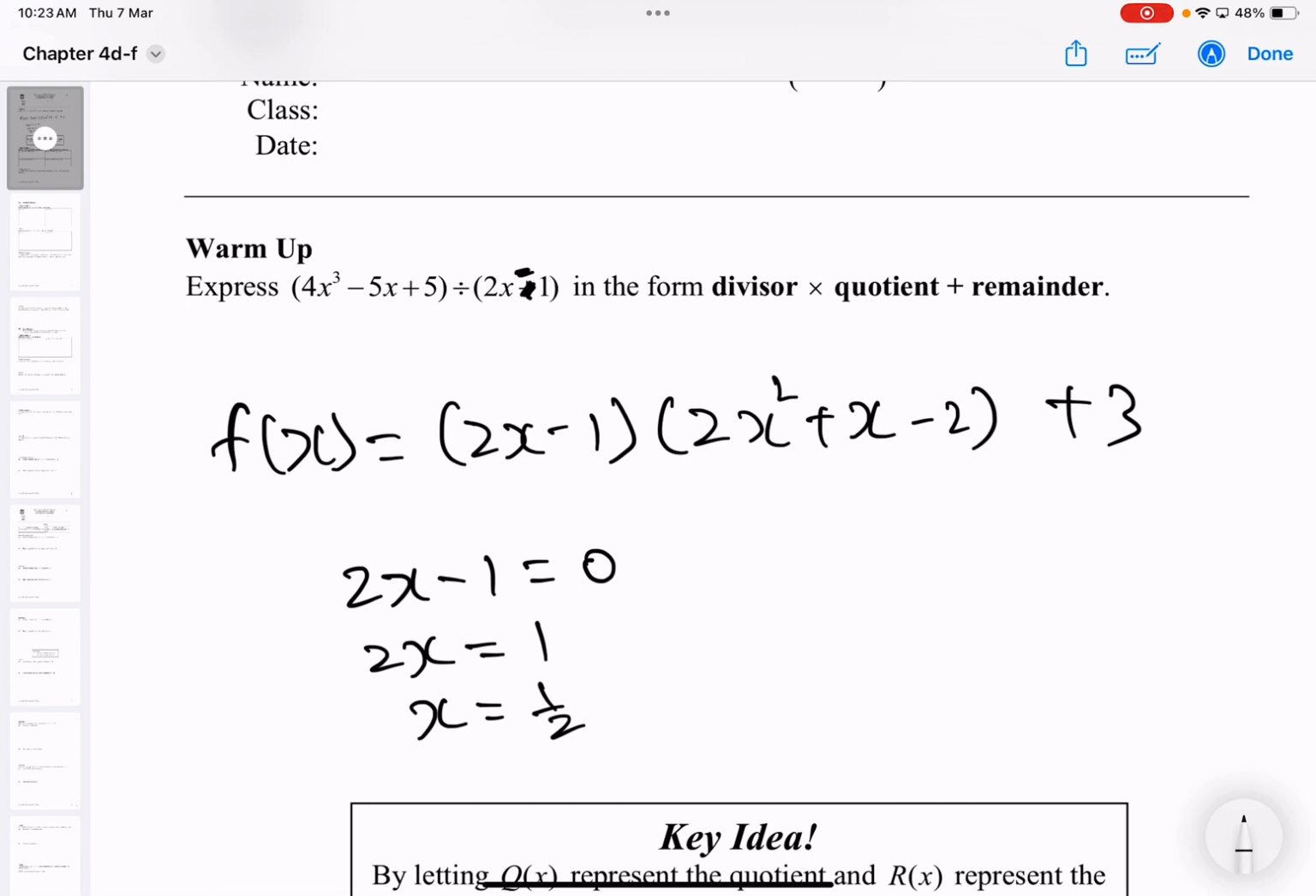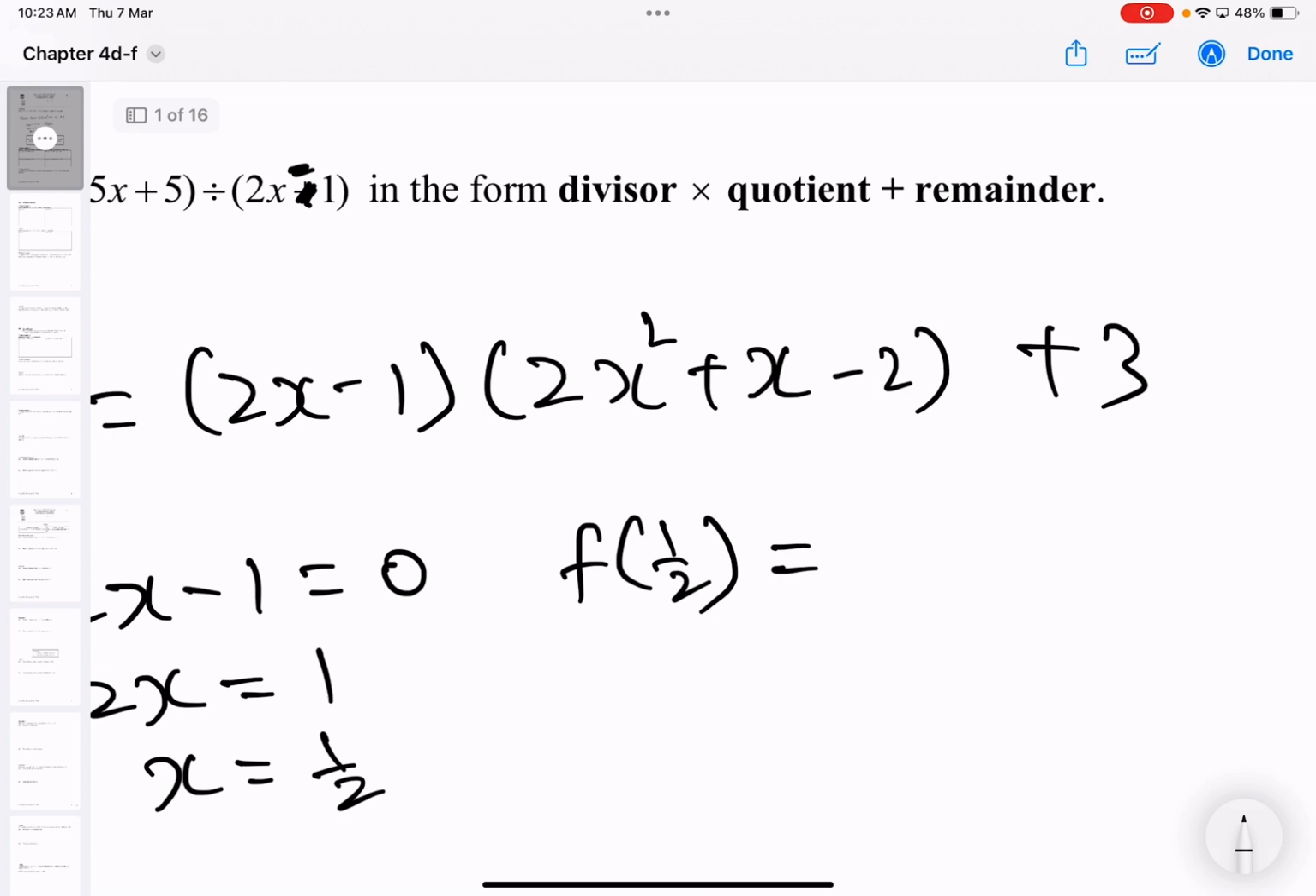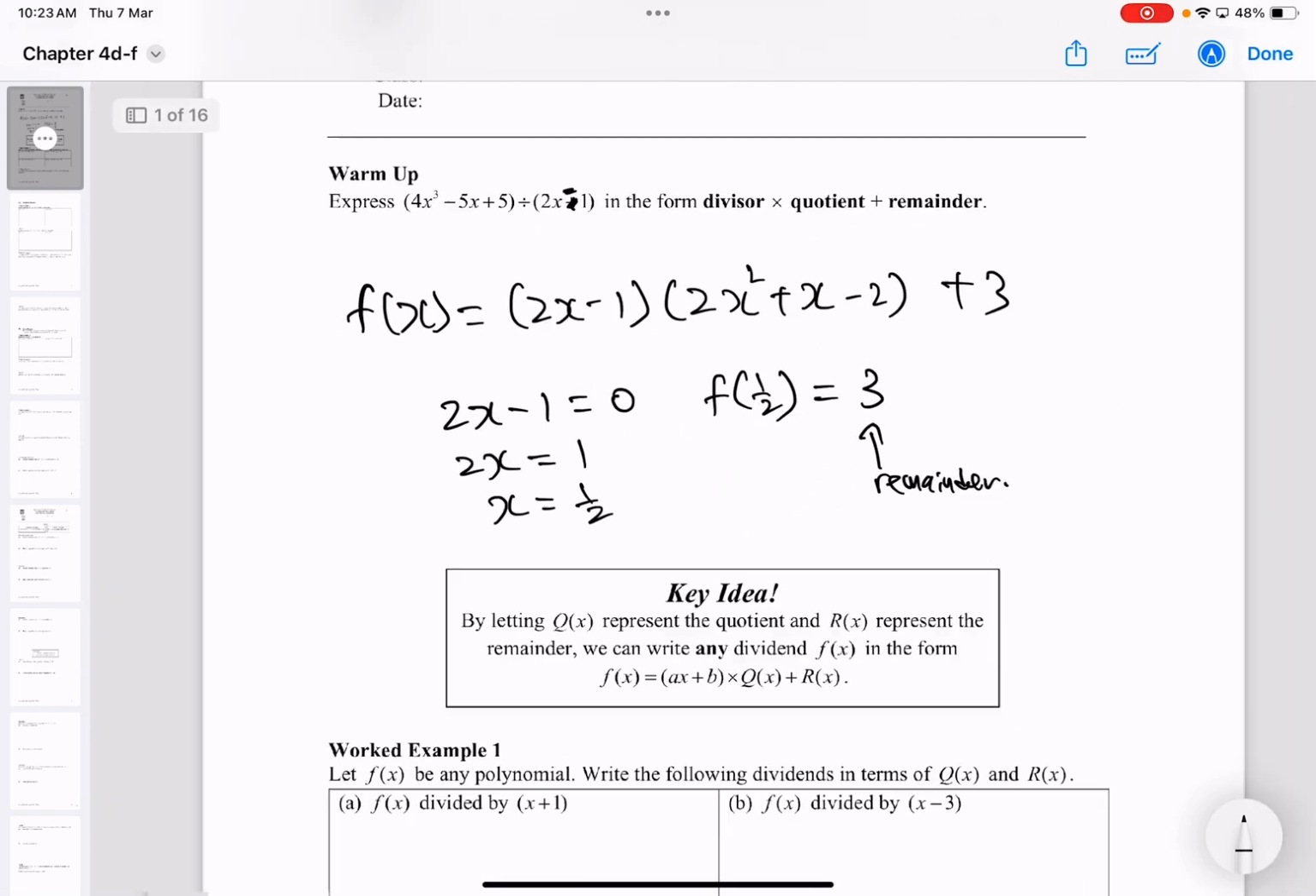So what it means is that if you substitute in the value of half inside the function, what remains will just be 3, which is the remainder. This is the remainder theorem. It's actually very simple. This is the explanation to why it works. But later on, I'll teach you a way: just memorize. Even if you don't understand, you can actually memorize it.